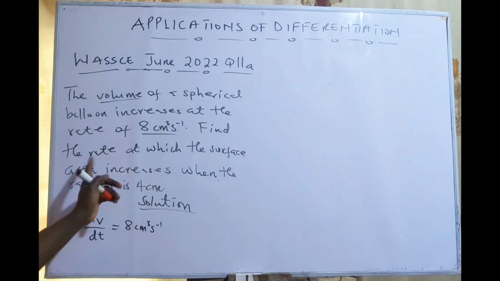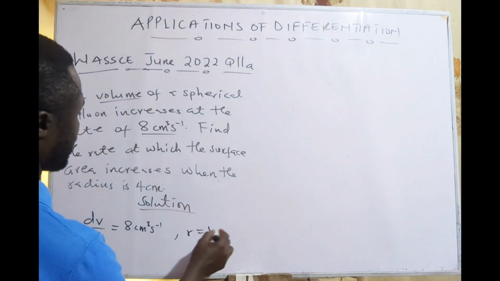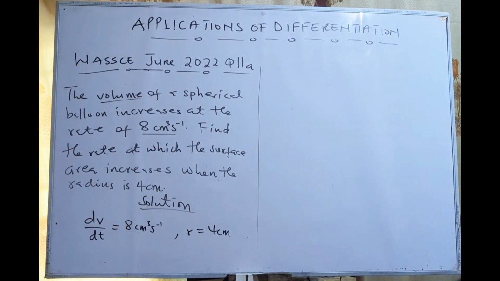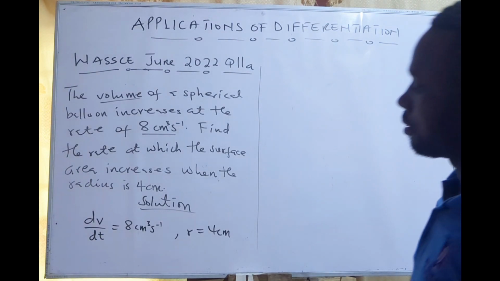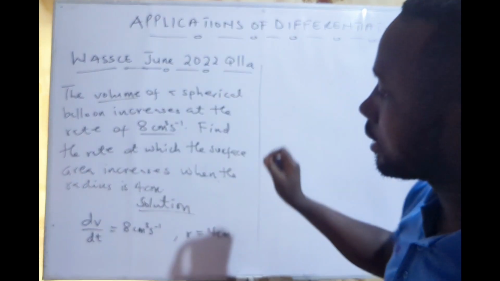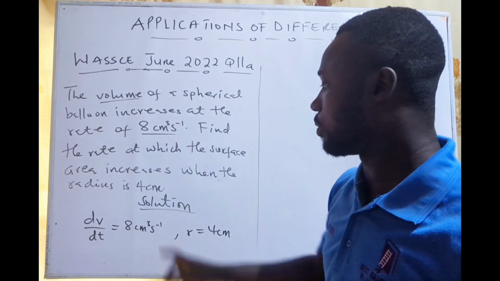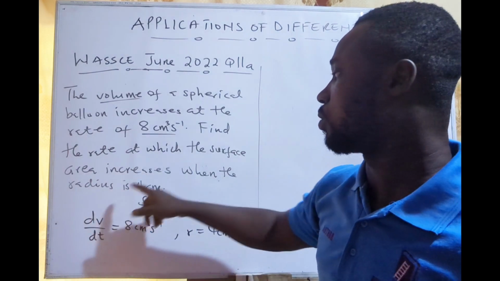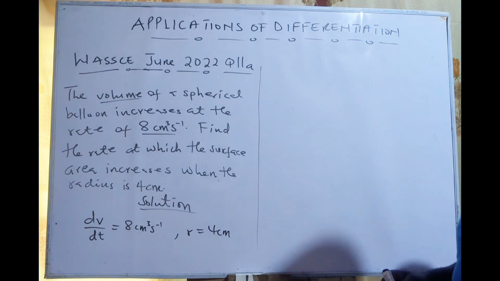All right. Find the rate at which the surface area increases when the radius is 4 centimeters. So we are given the radius as 4 centimeters. So we are going to find the rate at which the area increases when the radius is 4 centimeters. The volume of the sphere increases with respect to time, so the surface area will also increase with respect to time. Then let's write our formula down and see what we are supposed to do.